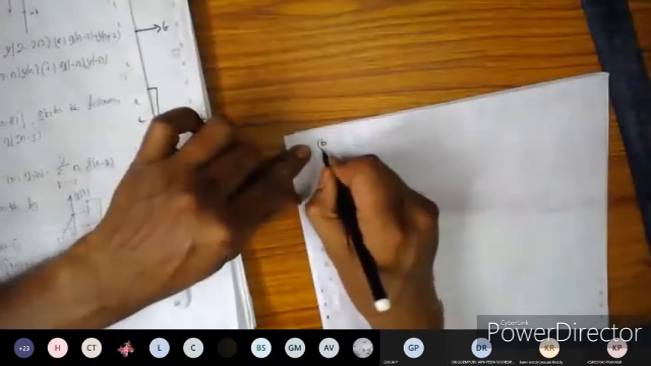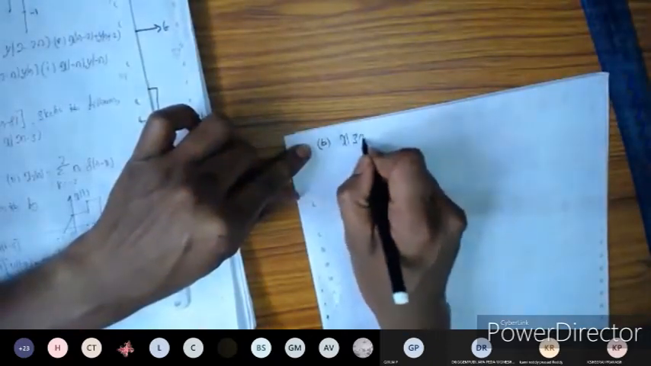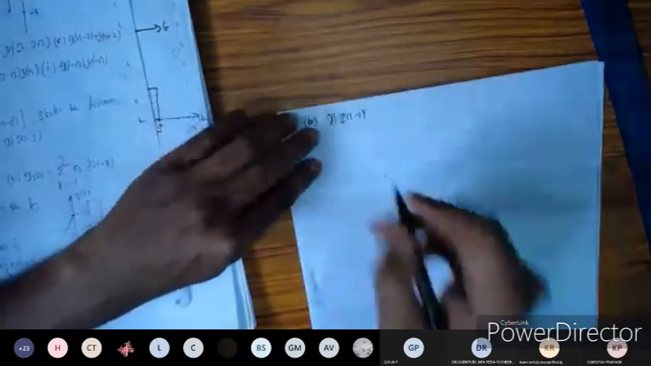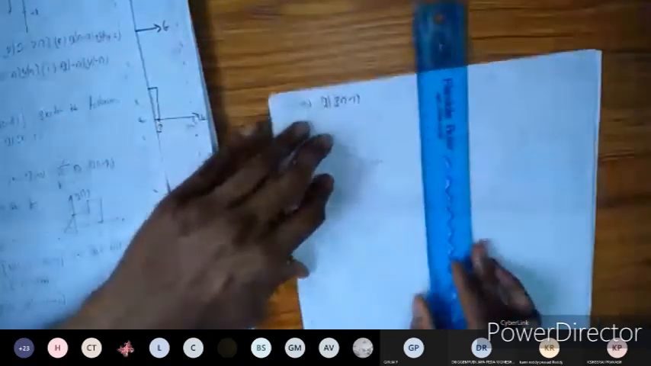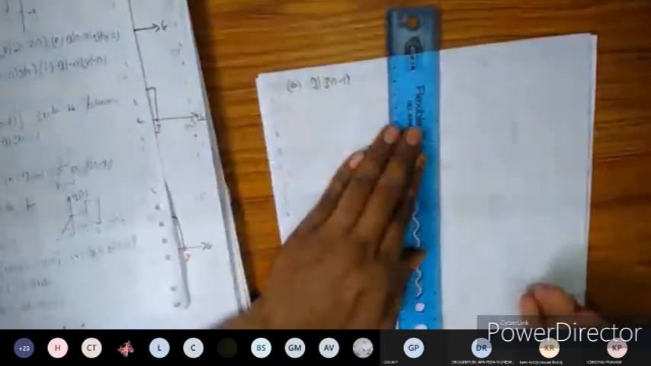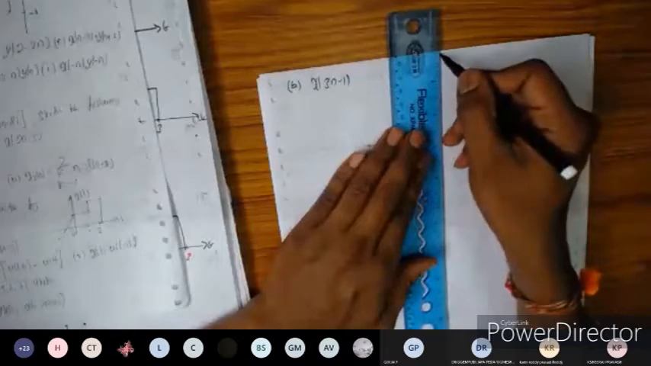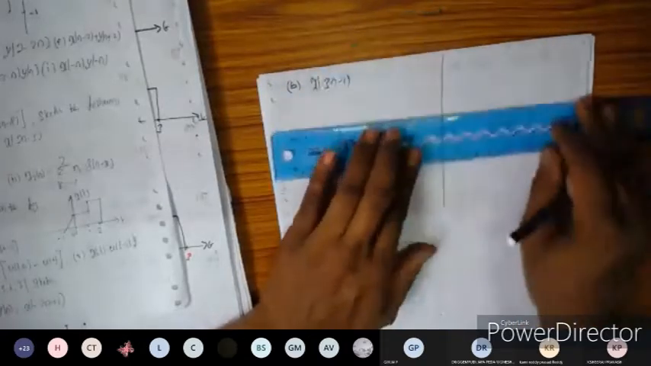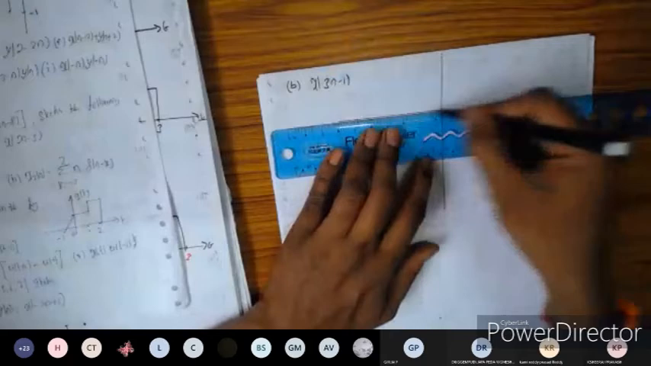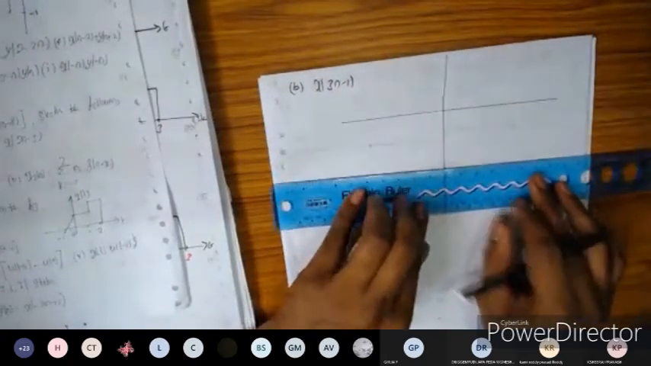x of 3n minus 1. So the next problem is x of 3n minus 1. It consists of two operations we need to perform. One is called shifting, the other one is scaling. So here we need to find the signal x of n minus 1 first. Next we need to perform the scaling operation here. So x of n minus 1 first, and next let us perform the scaling operation.